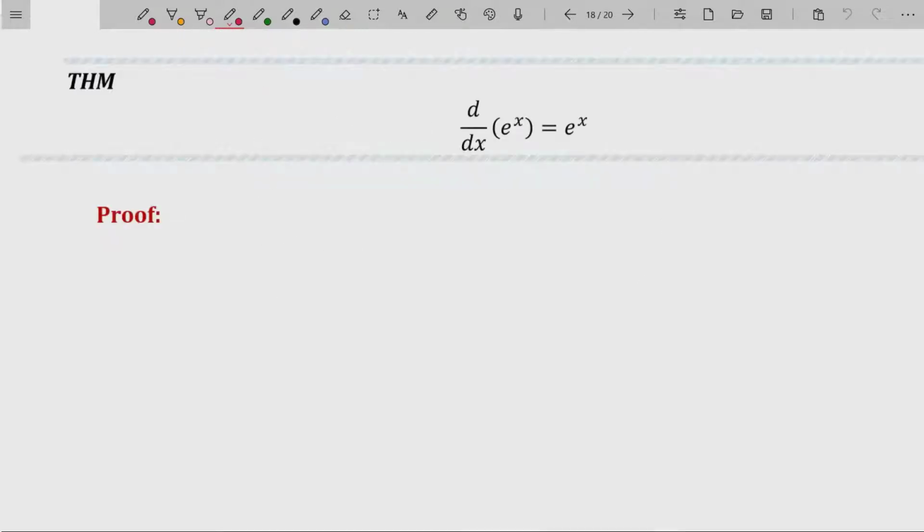Now here comes everybody's favorite theorem in calculus. The derivative of e to the x is actually just itself, e to the x.